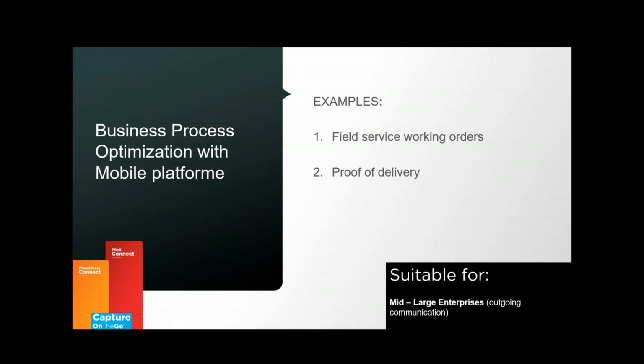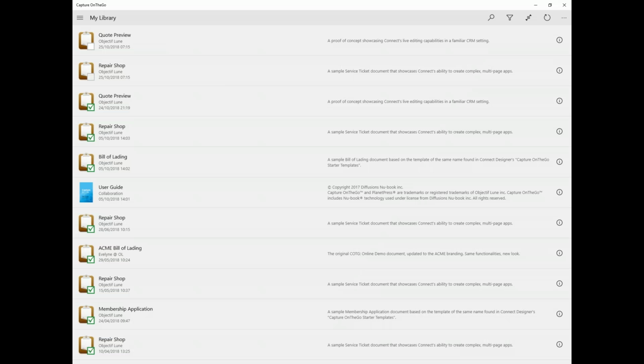There are two examples which I would like to show you. One of them is working orders for field service. The other one is proof of delivery. I'm going to switch to our mobile application. What you see right now is the interface for the Windows platform, which is cool because I can run it on my laptop right now. But basically, a similar interface is available for Android and iOS operating systems. What you see are all the documents which I have available on my mobile.